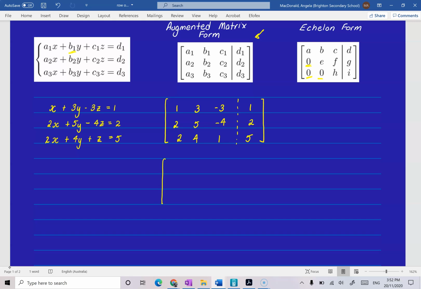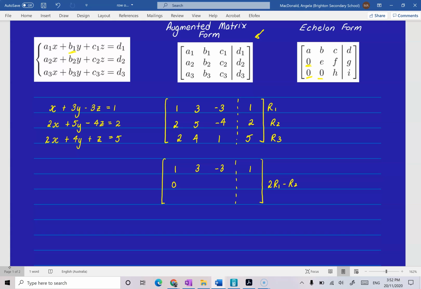Now, remember, we refer to this as row 1, row 2, and row 3, and it's really important that you document, notate what it is that you're doing. Okay, so in order to make a 0 appear here, we're going to use row 1 and row 2, and we're going to say 2 lots of row 1 minus row 2, and I hope you realize that makes sense, because if I times this by 2, 2 take 2 ends up being 0.